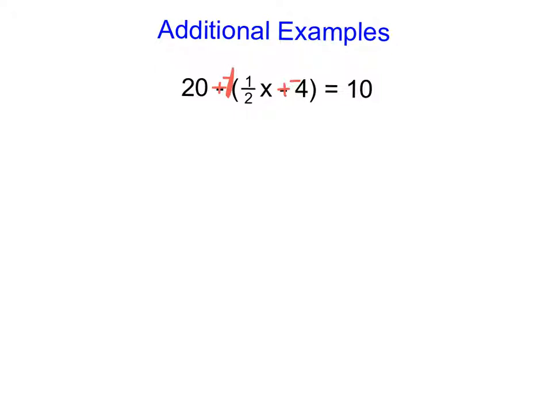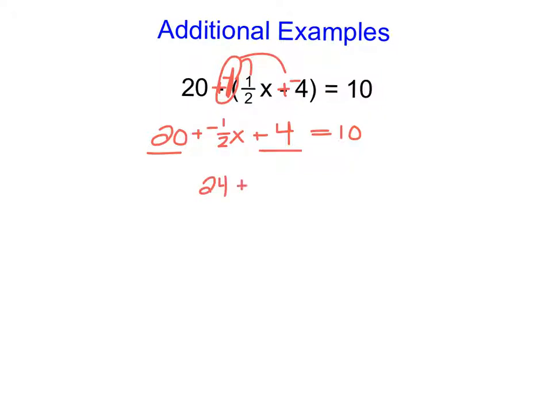So I'm going to start by rewriting this equation without parentheses by distributing out this negative 1 here. So I have 20 plus a negative 1/2 x plus negative 1 times negative 4 is 4 is equal to 10. So I start off by distributing out that negative 1. Then from here, I combine any like terms on the same side of the equation. On the left-hand side, I see that I have 20 and 4, and those can be combined to be 24 plus negative 1/2 x is equal to 10.